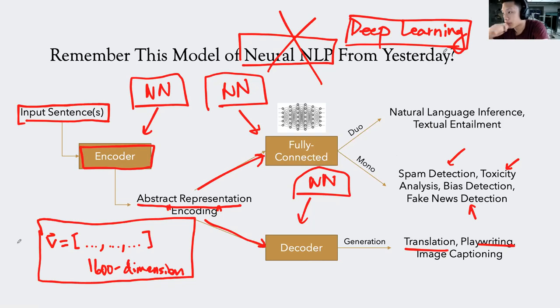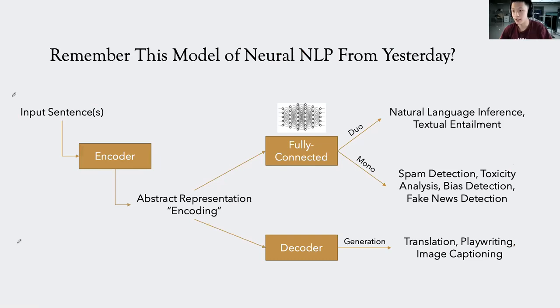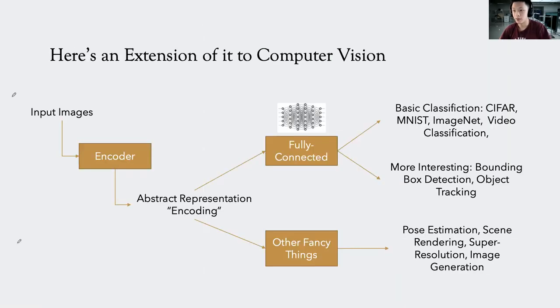So naturally, if we think that this is a general framework for deep learning, then we can apply it to computer vision pretty easily, because computer vision has really been taken over by deep learning. So let's extend this to computer vision. It looks literally the same. If I remove my annotations here, you can see that not much has changed. But of course, your inputs are going to be images now.